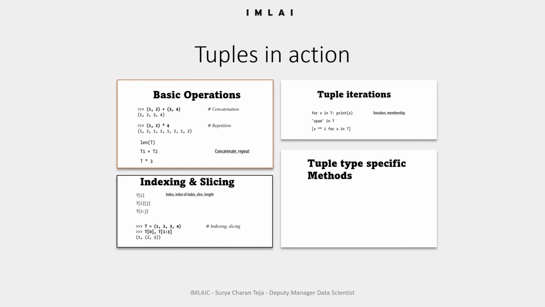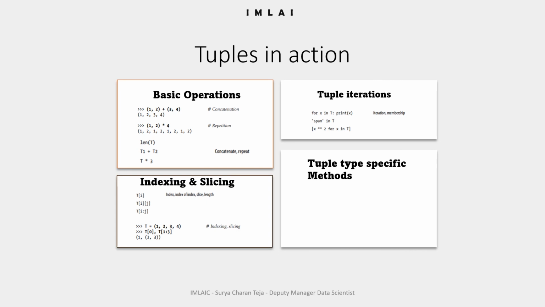So indexing of any tuple, for example, T is the name of a tuple object. Then T of I is our offset index position. So when I call T of I, I get whatever item exists in that position. And then the second one is index of index, T of I of j. That's how we read it. It fetches an item from a nested tuple if we have it.